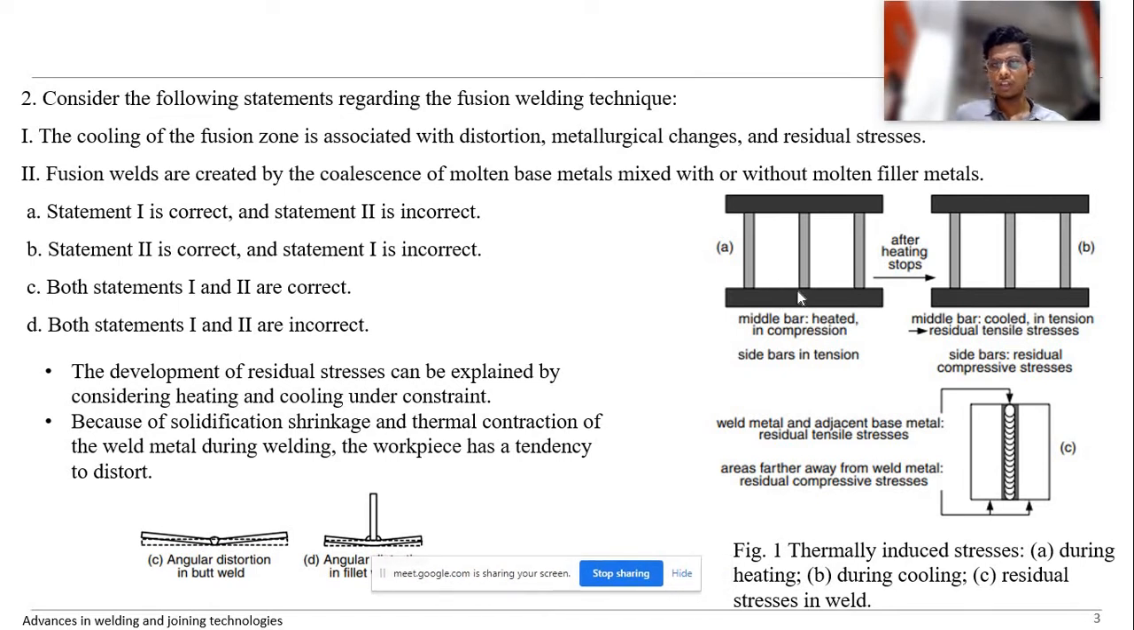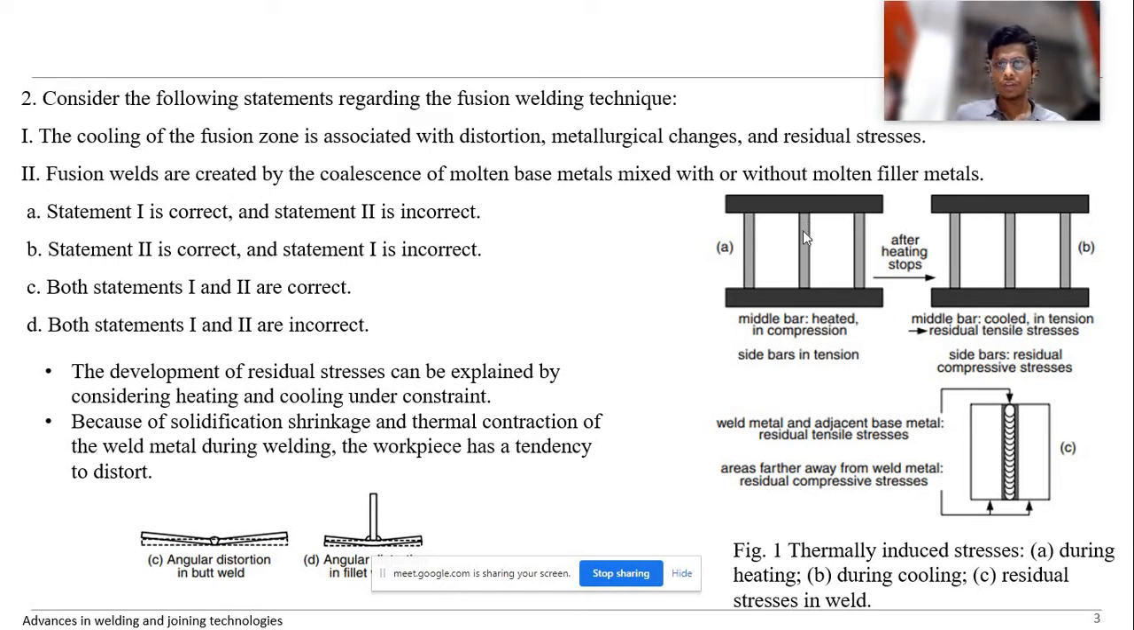So first of all, if I consider a 3-bar arrangement, three similar bars which are joined with some rigid bar. So it will be one single component. Now I will heat the middle bar. What happens if I heat the middle bar? Because of thermal expansion, this metal tries to expand, right?